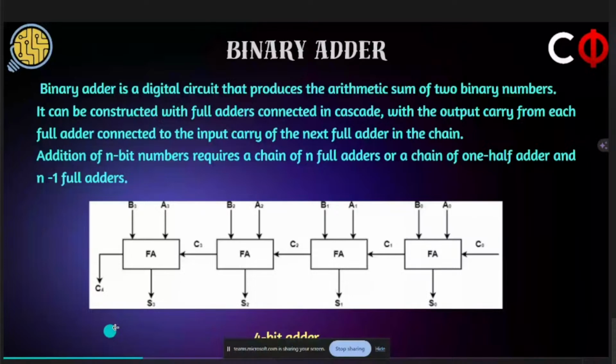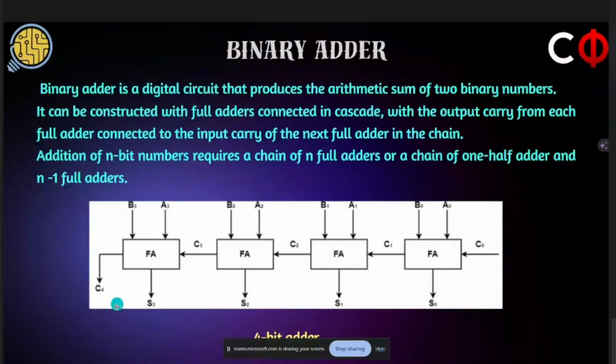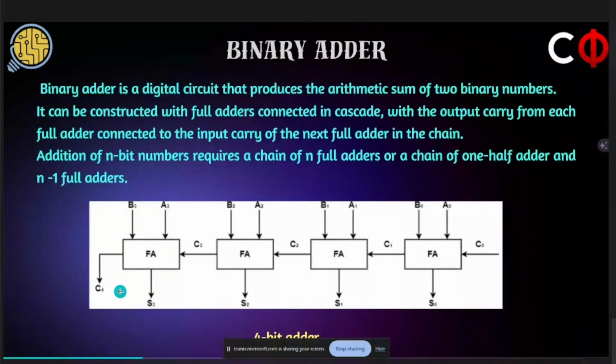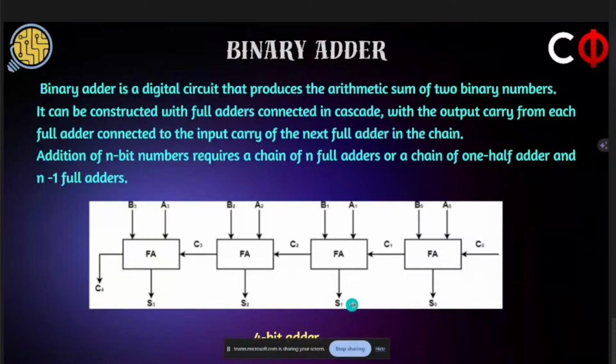It's because the carry that you get from the last full adder, you write that as well. So the final answer will be C4, S3, S2, S1, S0. That will be the final sum that you get. So a 4-bit adder could give a sum that is either 4 bits or 5 bits.